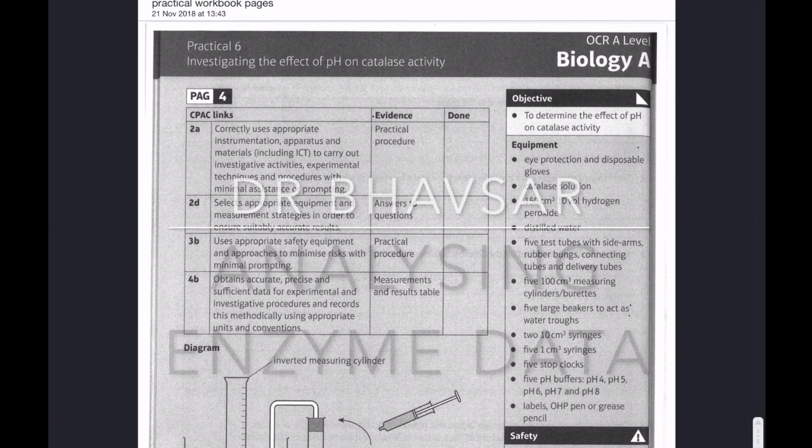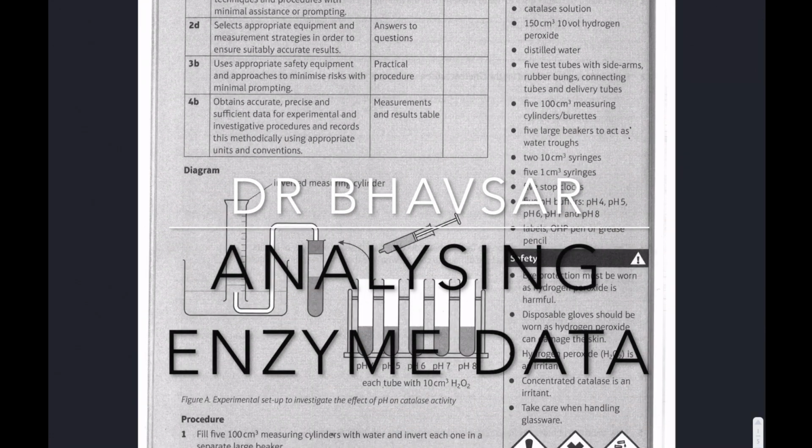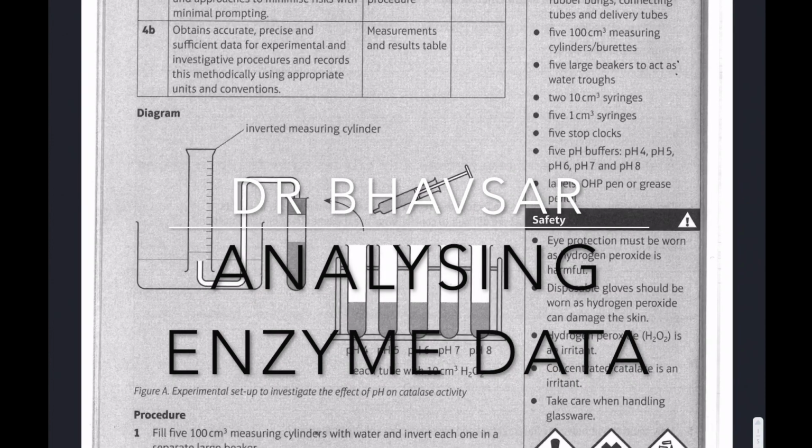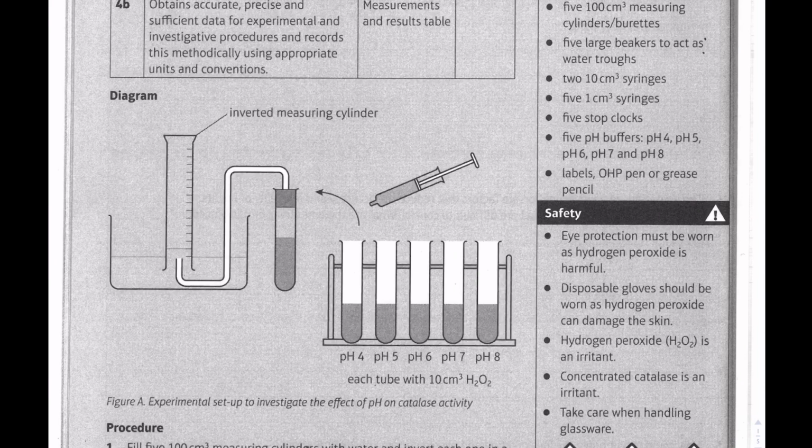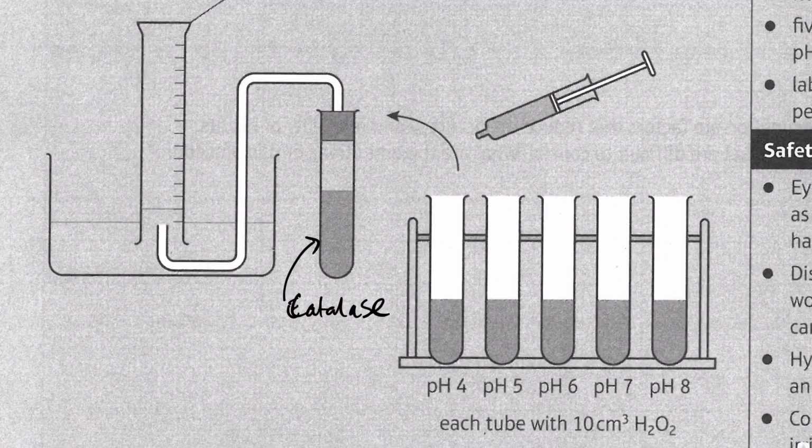Monday. Okay, so here we have the practical, and just as a reminder, what we had in our test tube was the enzyme catalase. So we had catalase solution, as well as the pH buffer. And then finally, what you added was the hydrogen peroxide to start the reaction.